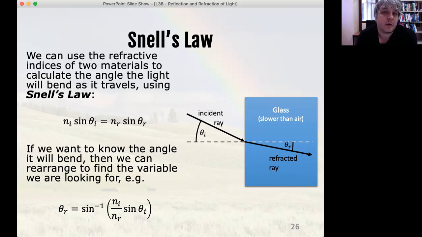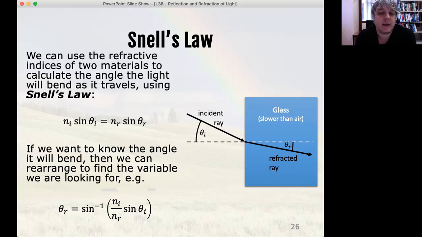Again, you already should know, just looking at a scenario, whether it's going to bend towards or away from the normal. And again, you can remember speeds away if that helps. Faster speed of light means it'll bend away from the normal. Slower means it'll bend towards the normal. And then you can use this formula to find that exact angle.